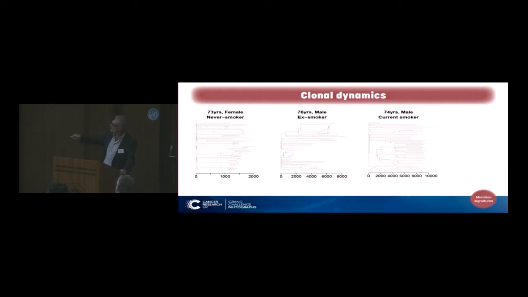structure. Now, we can take each of the mutations on these different branches of the phylogenetic tree and then work out what mutational signatures have caused those mutations and layer them on the phylogenetic tree. And this is what we get.